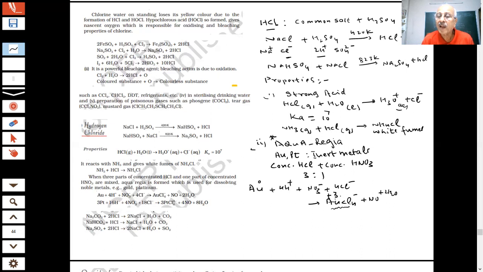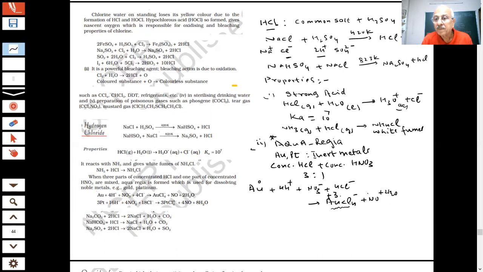When we write chemical reactions, students, we write in terms of their oxidation states or oxidation numbers because it is the best way of learning the reactions. Gold is going from 0 to plus 3 oxidation state, and the gas which is there is NO, nitrogen oxide. And what is the oxidation state of nitrogen in the oxide here?